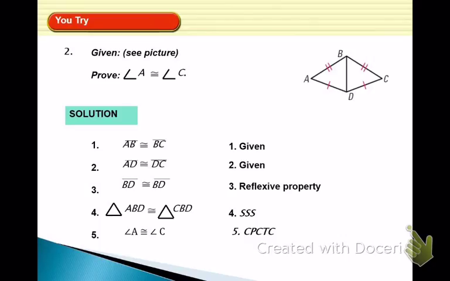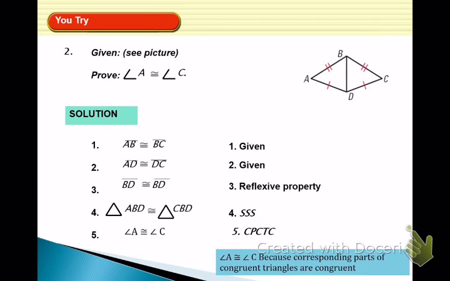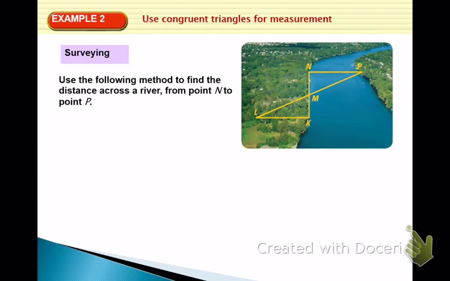Okay? Now, because those two triangles are congruent, angle A and angle C are going to be congruent because they are corresponding parts of congruent triangles and therefore are congruent. So that's how that proof would look if you're trying to make two parts congruent instead of two triangles. Okay? All right. A little bit more practical use for this idea of corresponding parts of congruent triangles being congruent.